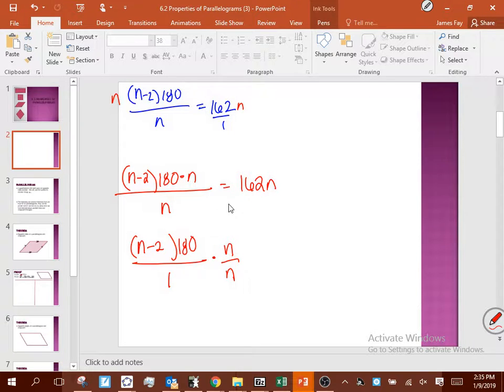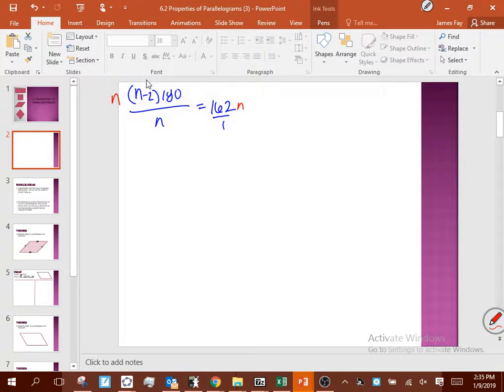Well, we will, but do you see how that cancels there? That just gives me 1. So what happens a lot of times is that when we write this, we just instantly cancel those. It's because we could use our commutative and associative properties to recognize that that's just an n over n, which is a factor of 1. So now I have n minus 2 times 180 equals 162n.